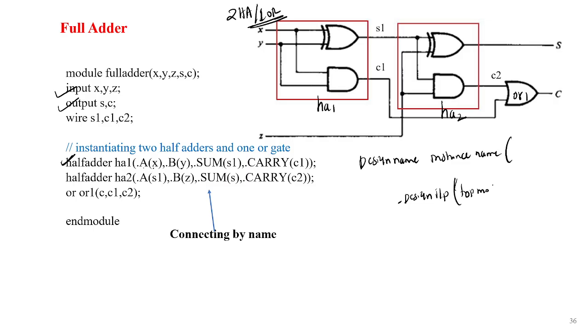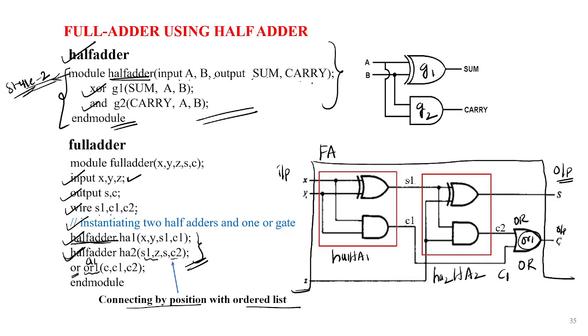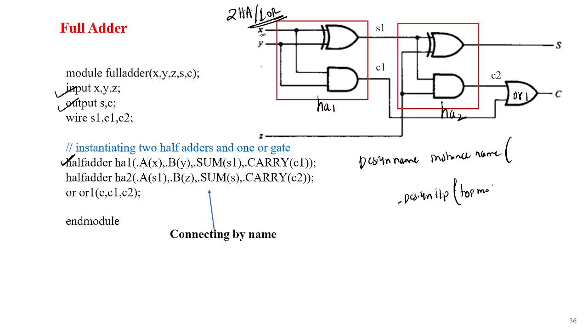A, and x is nothing but my top module input. Top module input is nothing but what? X is the input. Comma dot b is my design input, and y is my top module input. Inside, whatever the top module has, and sum is nothing but my design output dot sum comma s1. S1 is nothing but inside for this half adder. Carry is my design dot carry comma this C1. Like this I need to write for HA1, half adder 1.